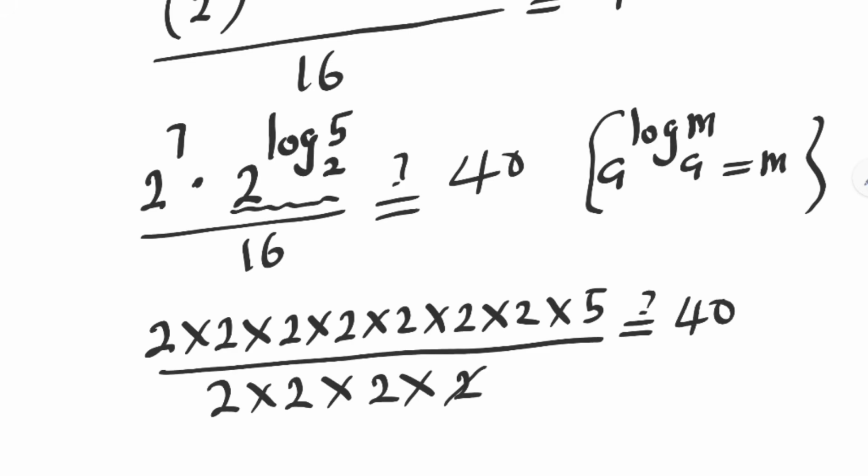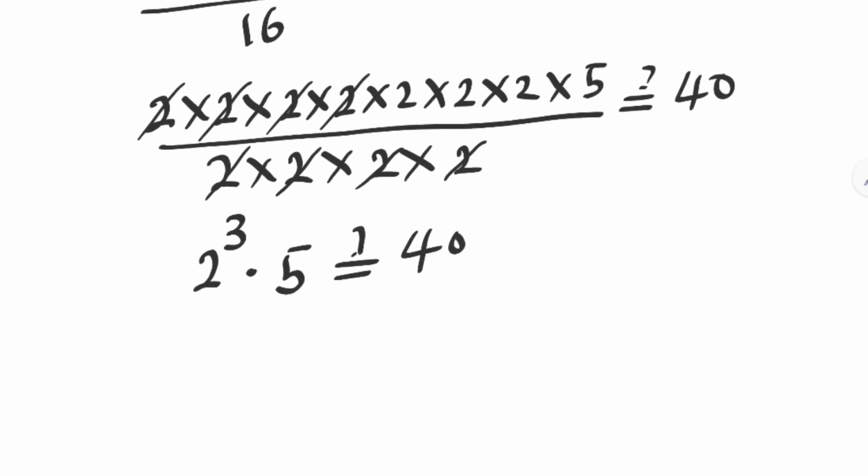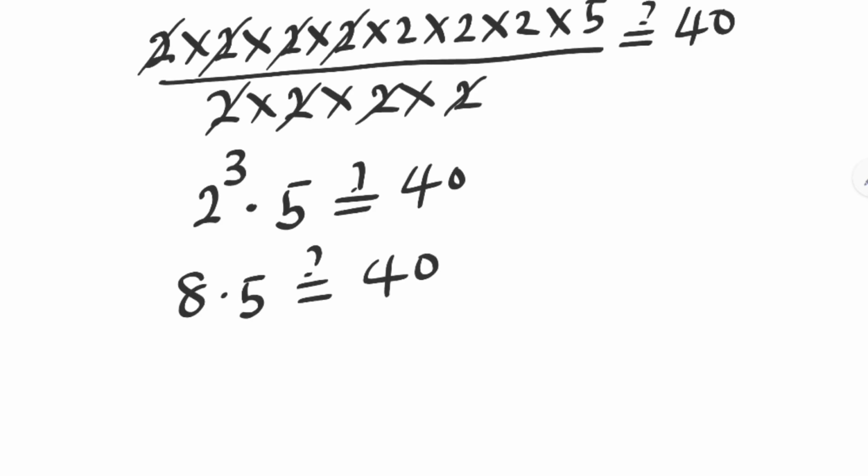These two cancel these two, four times. We have 2 raised to power 3 multiplied by 5 must be equal to 40. 2 raised to power 3 is 8, multiplied by 5 must be equal to 40. And of course, 8 times 5 is 40, which is equal to 40, which is true.